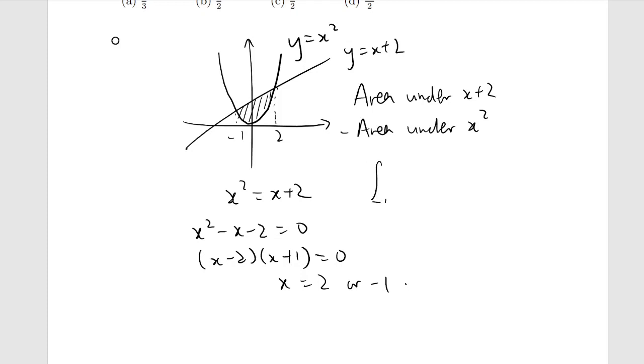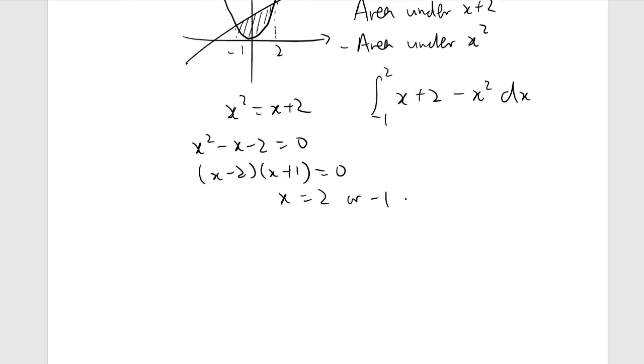So we have minus 1 to 2. We need the area under x plus 2, so x plus 2. And we have to subtract the area under x squared. Okay, so we basically subtract the functions to get the area between them. Alright, so that becomes a simple A-level integration question. So half x squared plus 2x minus a third x cubed with the limits, remember. Okay, so what does that give us?